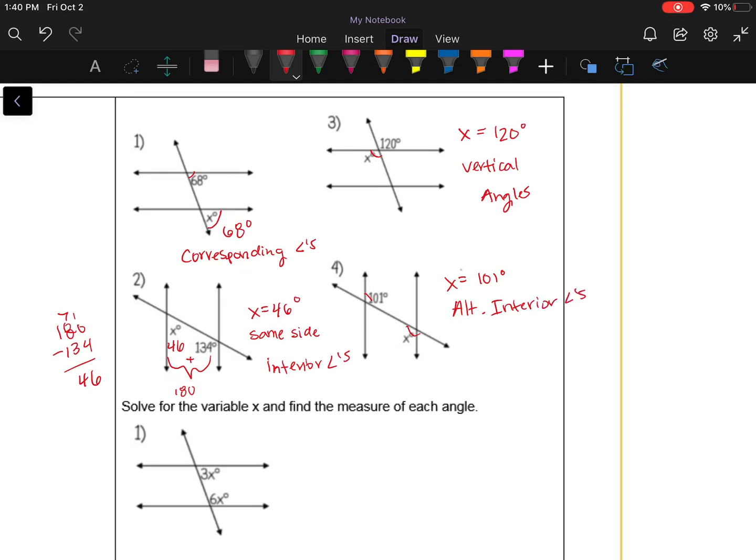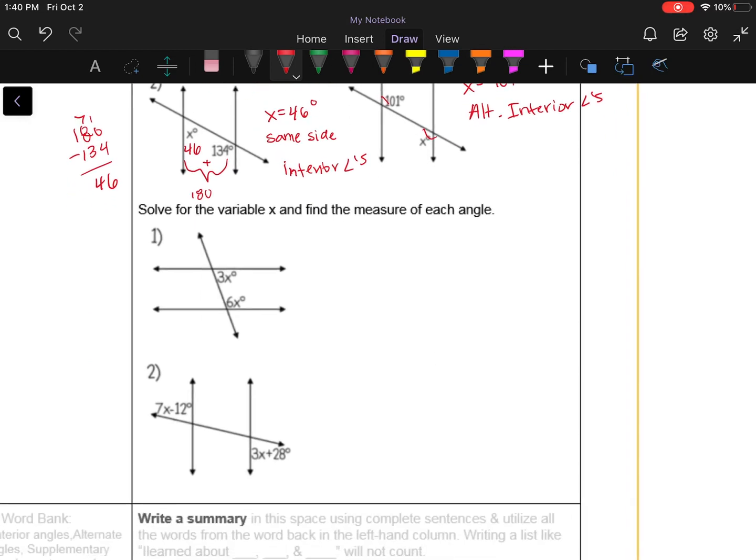Okay, and then here are the ones that I was talking about. So you have to know your properties in order to be able to solve these. These guys are same side interiors as well. That means when you add them together, it's going to equal 180 degrees. So if you write out an equation, it'd be 3x plus 6x equals 180. 3 plus 6 is 9, so we get 9x equals 180. Divide by 9, divide by 9, x equals 20.